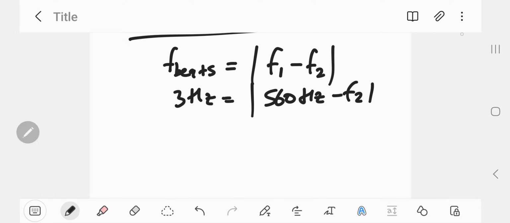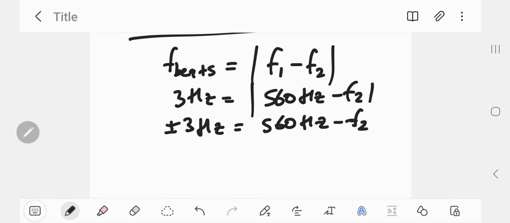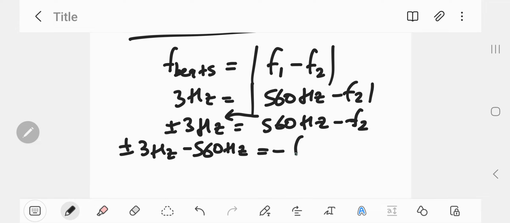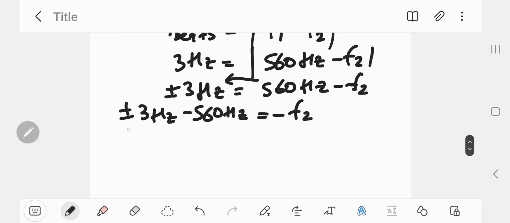What do we do here? Well, in maths, if you have something like this with an absolute value on one side, you can just do this, plus or minus 3 hertz. The absolute value goes away. I'll show you why this makes sense in just a second. We get this. So let's take that 560 over. So we get plus or minus 3 hertz minus 560 hertz is equal to minus F sub 2. So we get 2 possible solutions here. Plus or minus, that's what that means.